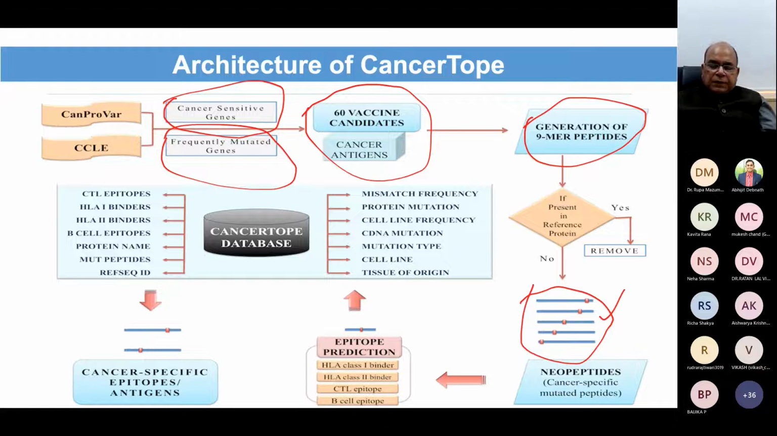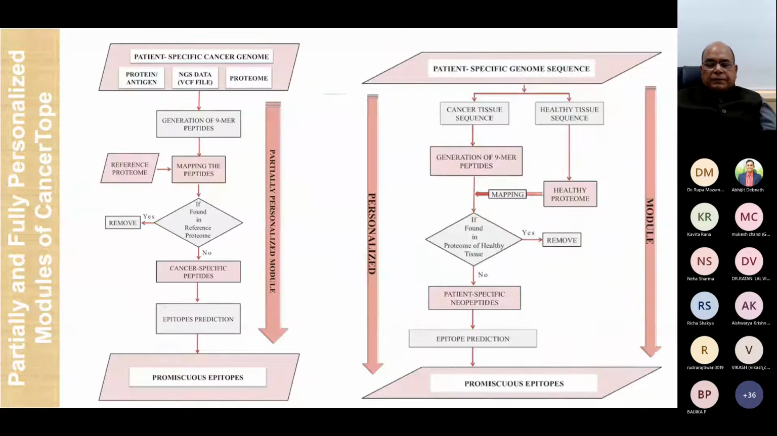Then check whether they can activate our B cells and T cells, which is required to create a vaccine basically. And the peptide which can induce our B cells and T cells can become a vaccine candidate. Based on that, we propose this model, a cancer drug basically. And there are two types of things, partially personalized and fully personalized.